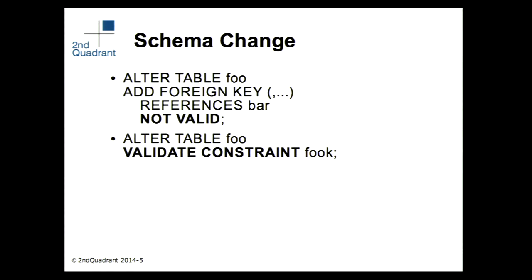The first part takes the type of lock that interferes with write transactions, okay? But it adds the foreign key without validating the existing data. So what it does is it places on the table a rule that says any new data must pass that rule, in that the foreign key check is made for that data, but we don't yet touch the old data. And as a result, that change is a catalog only change.